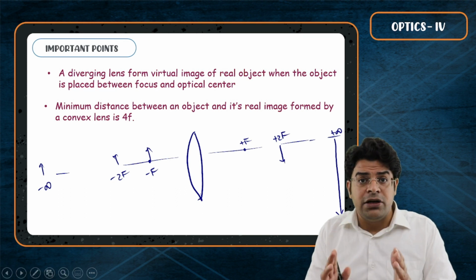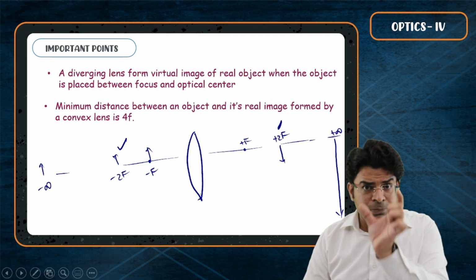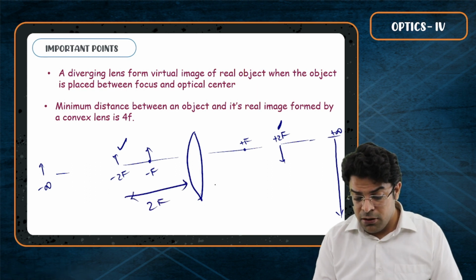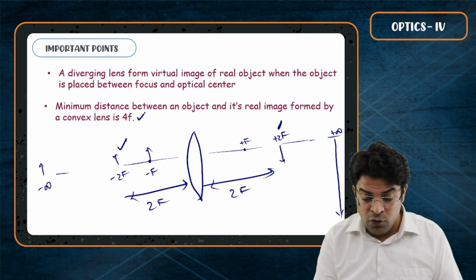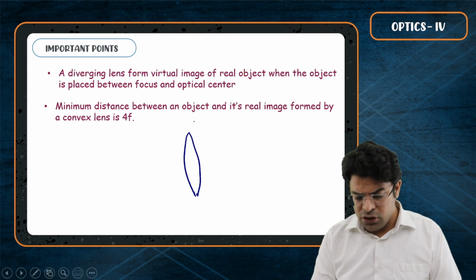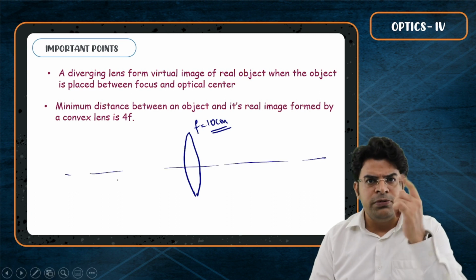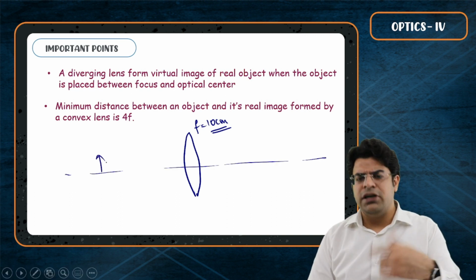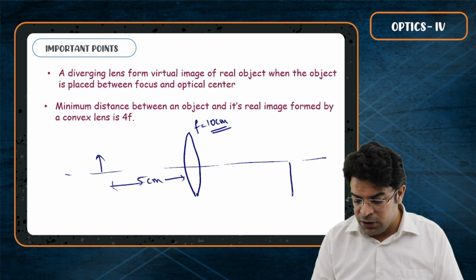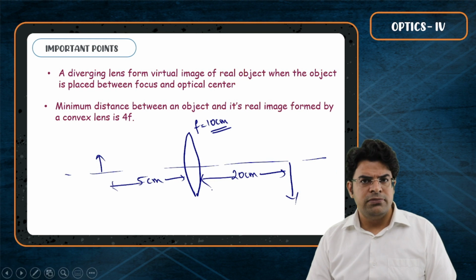Now, when is the separation between the real object and its real image minimum? The minimum separation between a real object and its real image is 2f plus 2f, and that is 4f. So let's say you have a convex lens, a converging lens of focal length 10 centimeter, and somebody said, I placed a real object in front of it at a distance of 5 centimeter, and I find a real image formed at a distance of 20 centimeter. Is this possible? It's not possible.